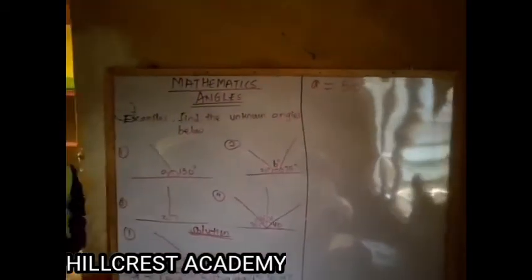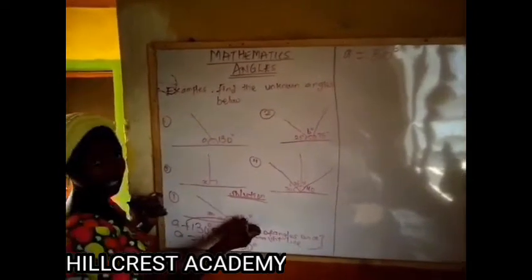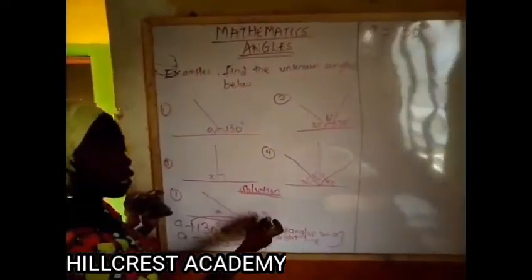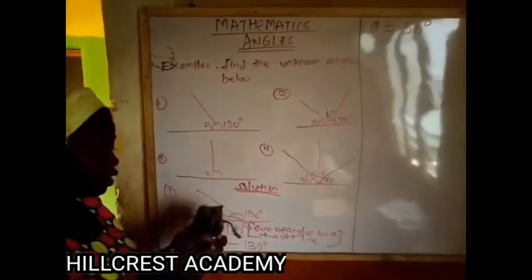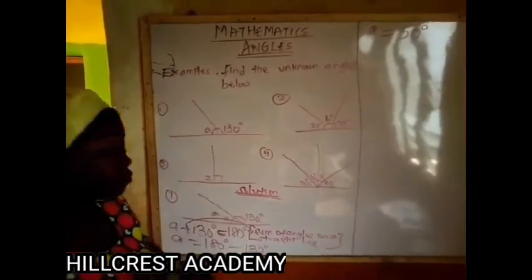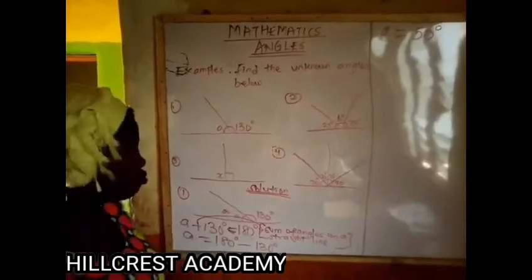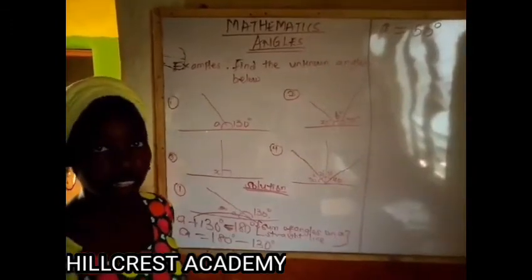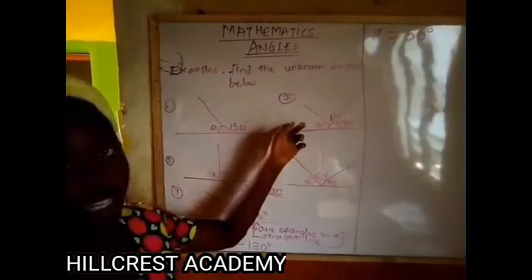Now we can confirm. If I put 50 here and it is 130 here, 50 plus 130 is what? It is 180. So I'm actually correct. 50 plus 130 sums up to 180 degrees, so the answer is correct. I think you understand that. Now let's move on to the second example.